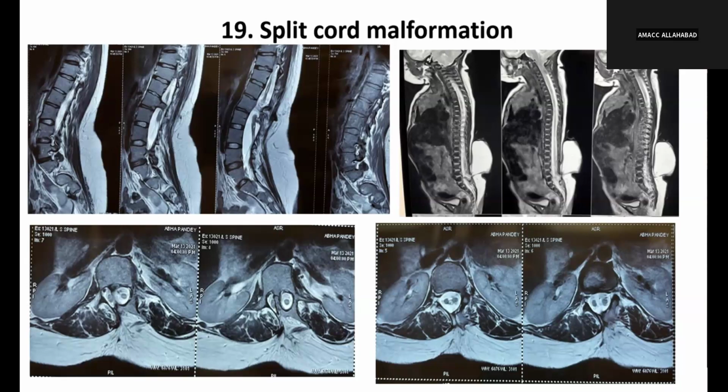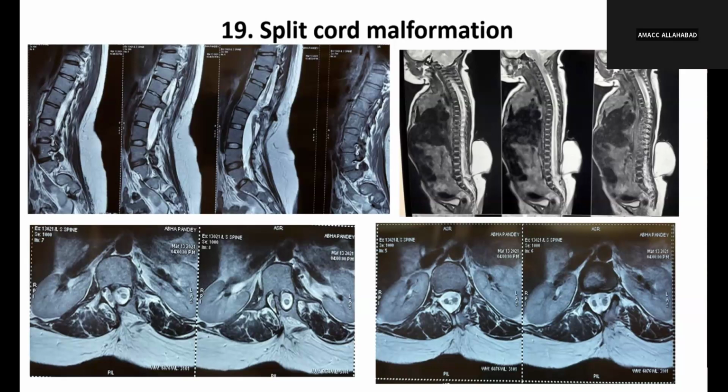When it splits the cord into two, it takes its dura as well. So there are two dura containing hemicords, two parts of the cord. So this is called type 1. And the second is type 2. Here only a small fibrous band is found in between the two hemicords, but the dural sac is single. So there is a small fibrous septum in between, and it separates the cord into two hemicords, but the outer covering of dura is single.